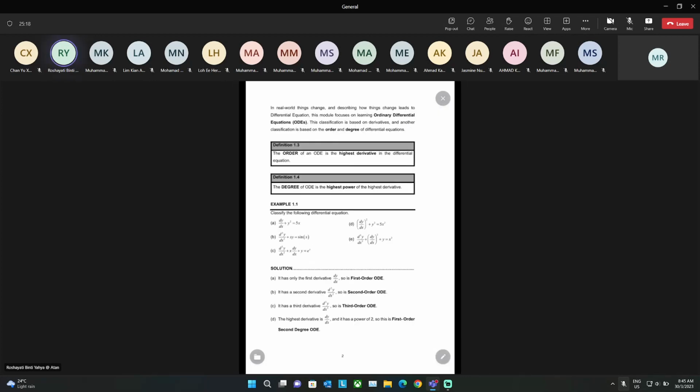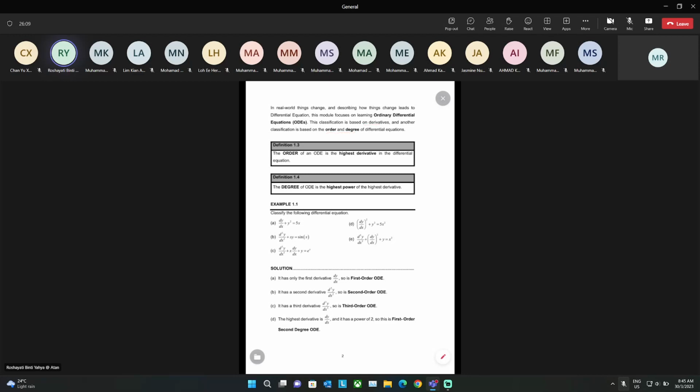In the real world, things change. When there is a change, we describe how things change and how to describe the change of those things. This leads to differential equations. This module focuses on ODE only, so you don't have to worry about partial differential equations because this course only focuses on ODE. This classification is based on derivatives, and another classification is based on the order and degree of a differential equation.